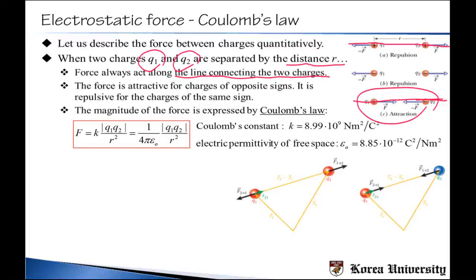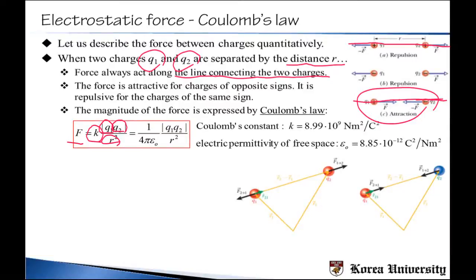And what he found is that the size of the force between these two charges is proportional to the size of each charge, Q1 and Q2 in this case, and also it is inversely proportional to the square of the distance between them. In this equation, the K is simply the proportionality constant, making a connection between the size of the charges and the square of the distance to the size of the force.